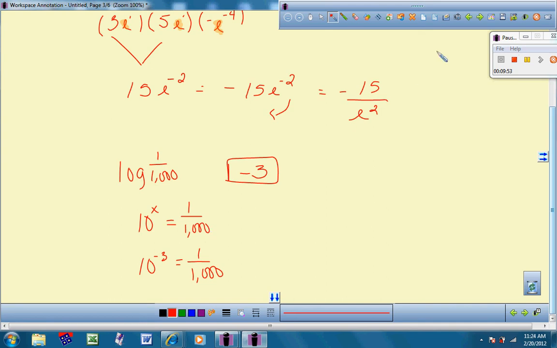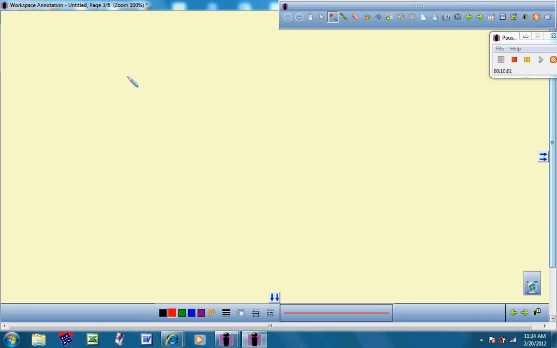Alright, let's go ahead and do another one. Do log base 5 of 15,625. And you need to think of it this way: 5 raised to what power is going to give me 15,625?